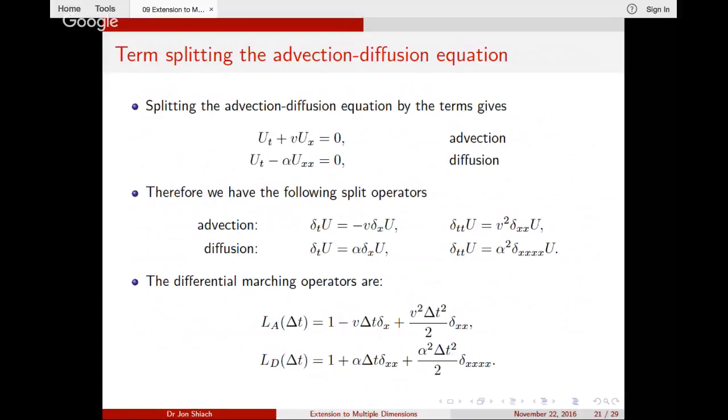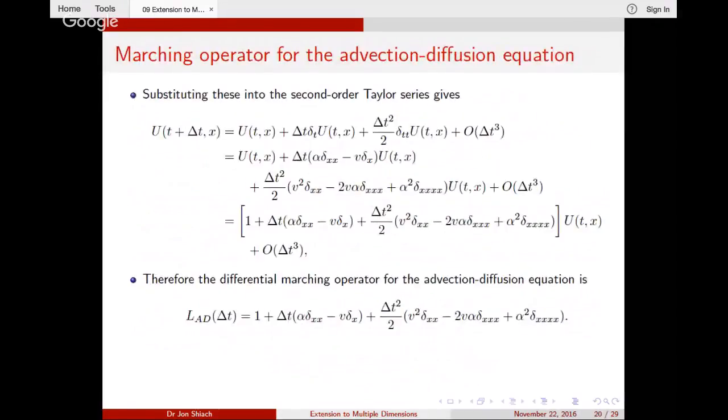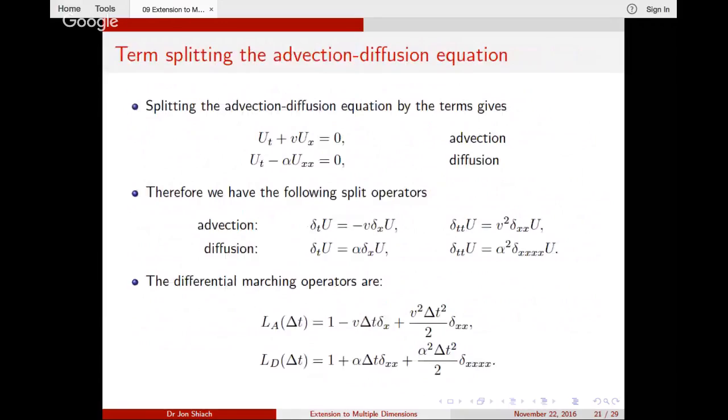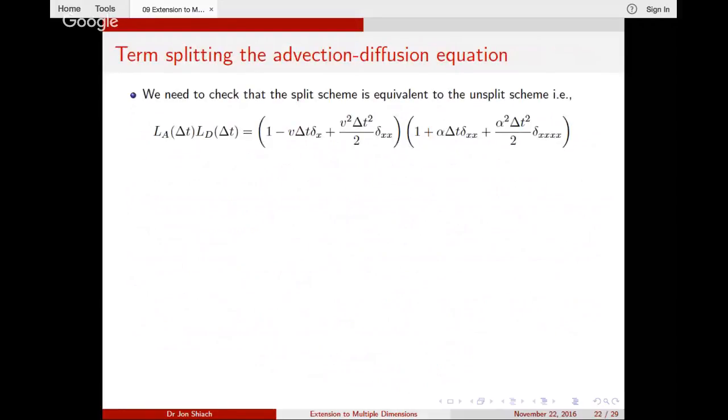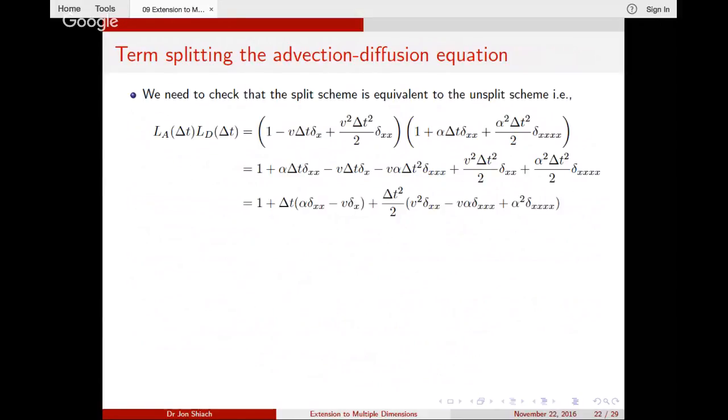Now we've got to check whether if we apply these two separately, whether it is the same as this unsplit one. Okay, so that's your LA, that's your LD. Okay, so expand out the brackets. Okay, lots of algebra. Simplify as far as you can, and you'll see that that is equal to the unsplit operator LAD. So the split scheme is identical to the unsplit scheme.